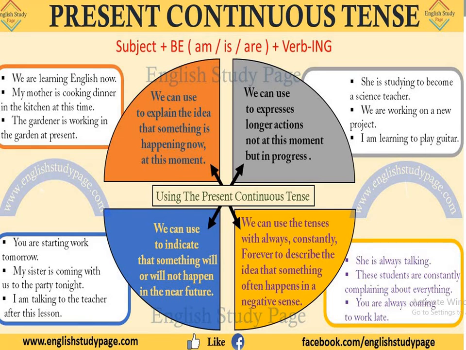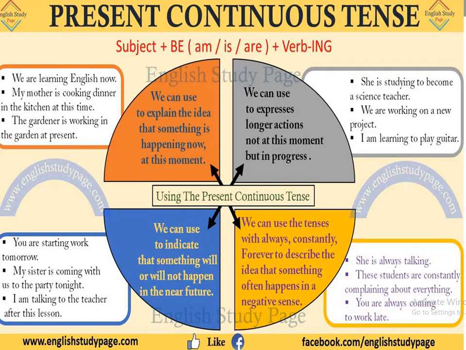Now, the basic formula on which we frame the sentences of present continuous tense is subject plus the form of be. And what are the forms of be? Is, am, are, which are used according to the type of subject, plus verb ing form. The ing form of the verb is used in the continuous tense. So this is the basic syntax in which we frame the sentence of present continuous tense.